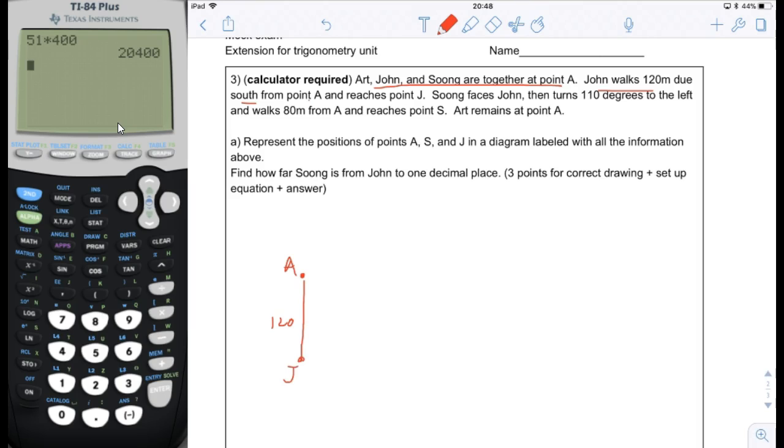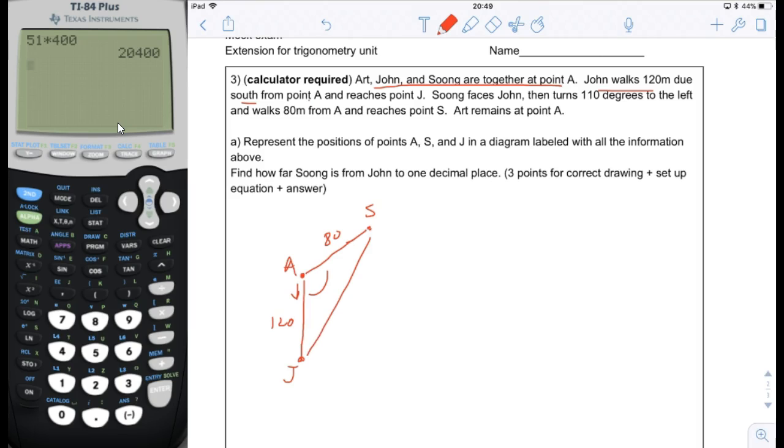Now, from point A, Sung is going to face John, and then he's going to turn 110 degrees to the left. It's going to be in that direction. And then he's going to walk 80 meters from A until he gets to point S. Okay, that's Sung. And Art's going to stay at point A. All right. So that makes a triangle.